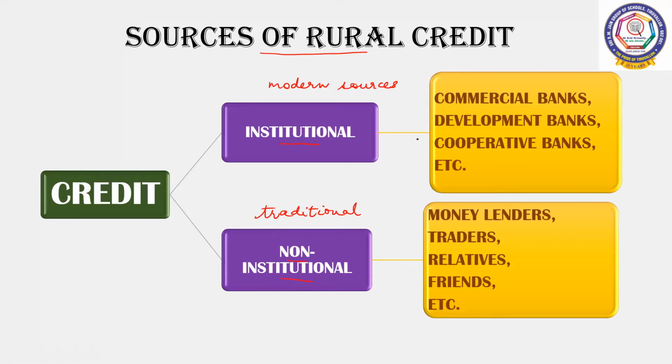The institutional sources include commercial banks, development banks, cooperative banks, etc. And the non-institutional sources include money lenders, traders, relatives, friends, landlords, etc. When farmers borrow money from these non-institutional sources, they are forced to pay a high rate of interest for the borrowed sum. Farmers who availed credit from institutional sources had to pay only a reasonable rate of interest.